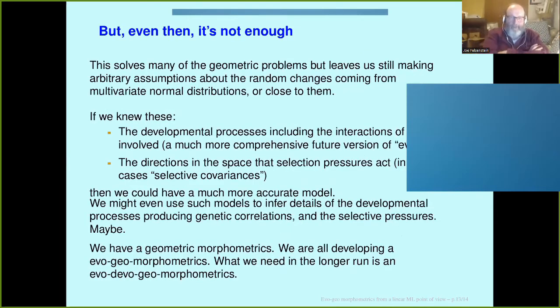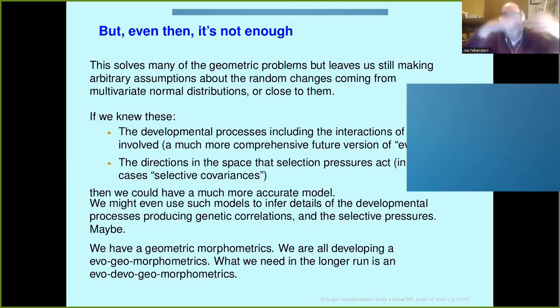But finally, okay, if we want to use nonlinear models and not approximate them as linear, and we want to do them in all the ways we talked about, is that really good enough? And I think the answer has to be that as much as all this kind of machinery solves the geometric problems, it still leaves us making rather arbitrary assumptions about our random changes coming from multivariate normal distributions, even when you take the nonlinear terms.